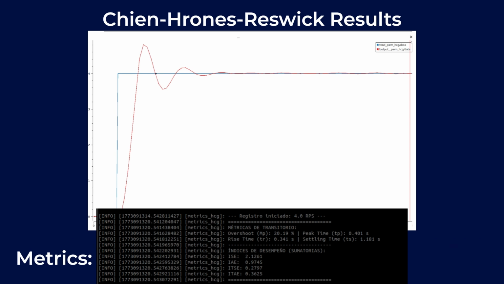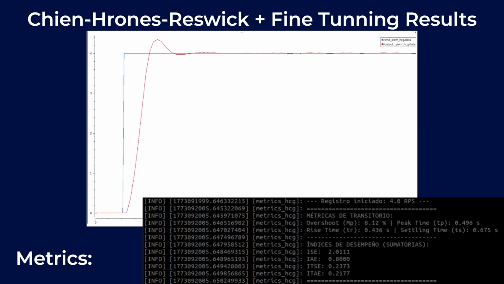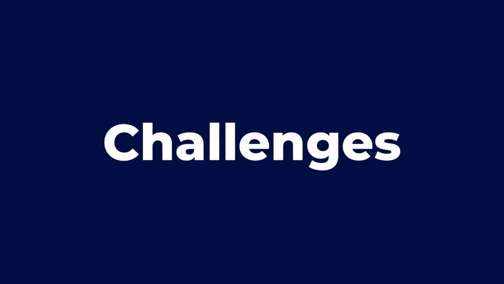While the Chien-Hrones-Reswick constants were a good starting point, they produced a significant overshoot. We iteratively adjusted the gains, eliminated the constant D as it amplifies the system noise, and we minimized the overshoot, settling time, and the integral squared error. By observing the real-time response in PlotJuggler, we fine-tuned the PI action to achieve a smooth, fast response with low oscillation. Real-world implementation brought challenges.